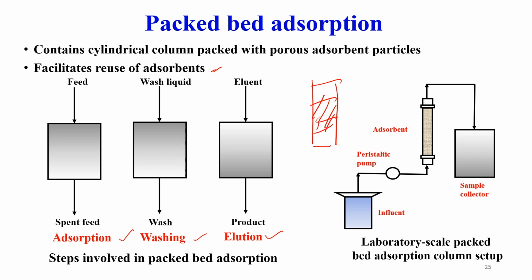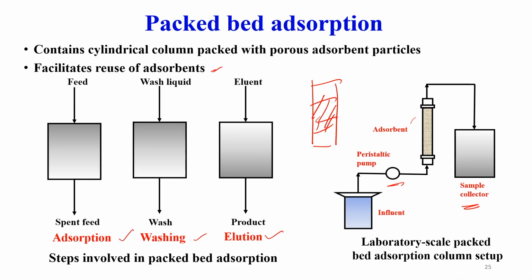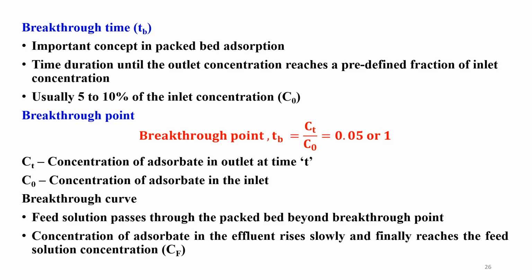So, in a typical laboratory setup, we use a simple pump to pass the solution through this adsorption column, and at the end there is a sample collector. There you can measure a decrease in the bulk concentration, and that decrease gives how much amount has been loaded or adsorbed on the surface. When you operate the column, it starts getting saturated with time.